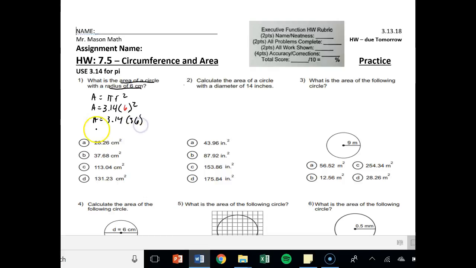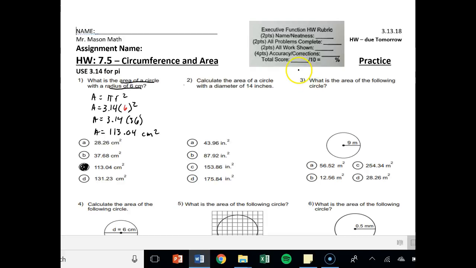Now, of course, you're allowed to use a calculator to figure out what 3.14 times 36 is, but you should be making sure that you show all this work. So it's 113.04 centimeters squared. So obviously C there is your answer. I should not see any one of these problems with just an answer circled in. Obviously, I would not accept it.